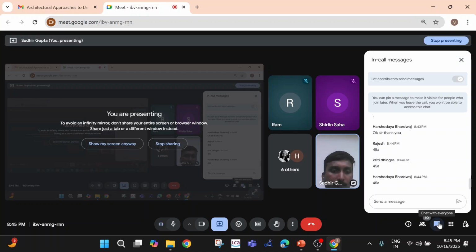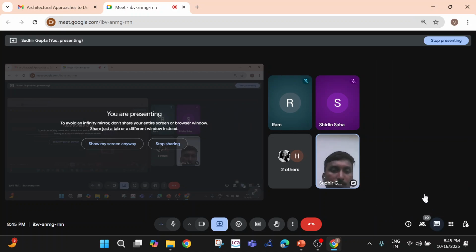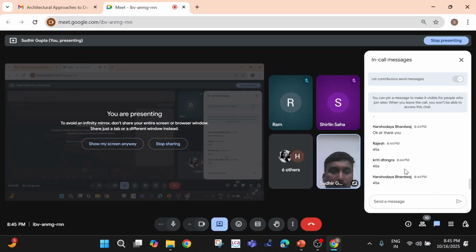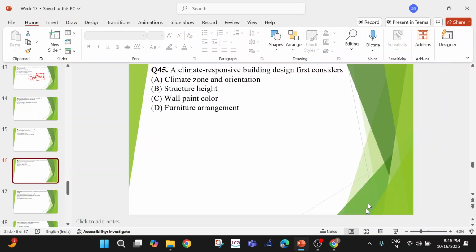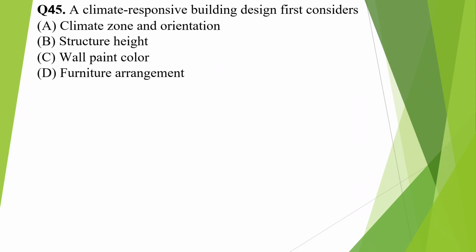So guys, for this particular question number 45, all of you can see 3 of you have voted, and all of you have voted for option A, and all of you are absolutely correct. It is climate zone and orientation. This is the main focus, you can say, or first consideration while designing a climate responsive building. Fine, I agree with all of your opinions, and option A is the correct answer.